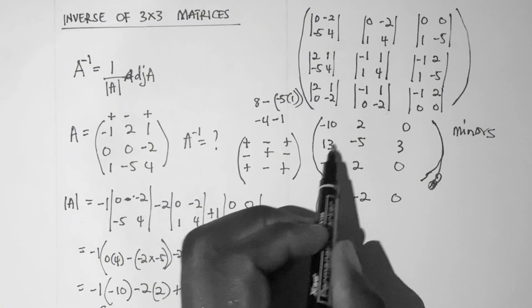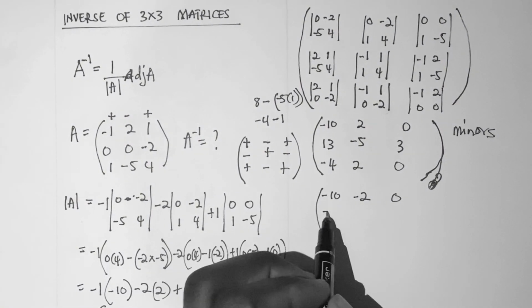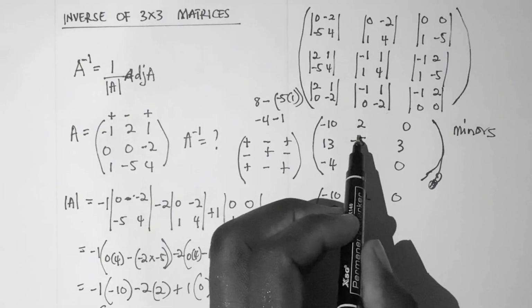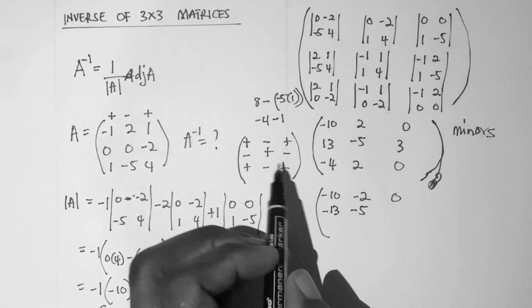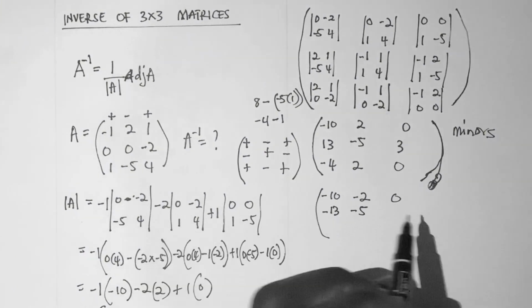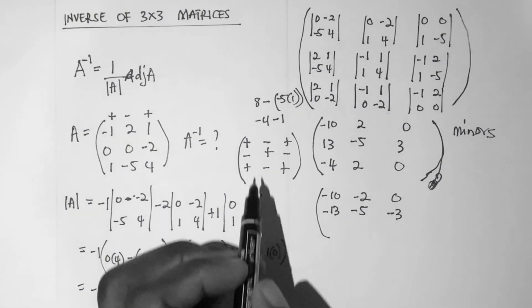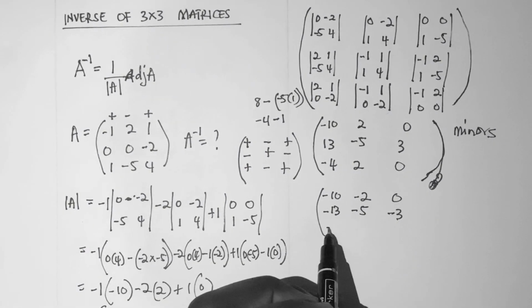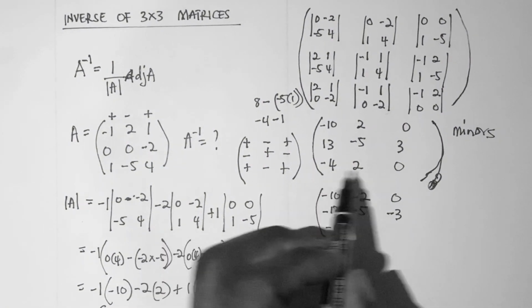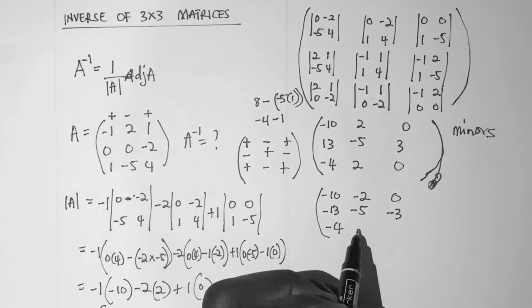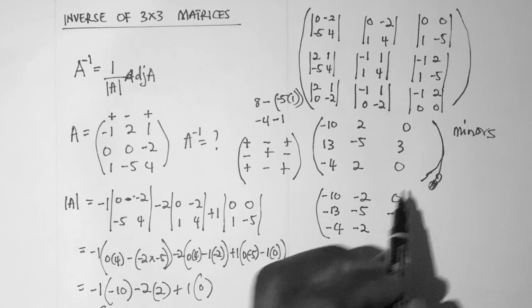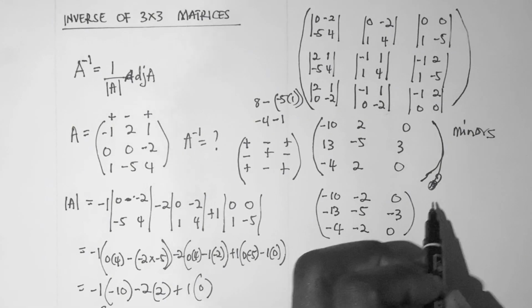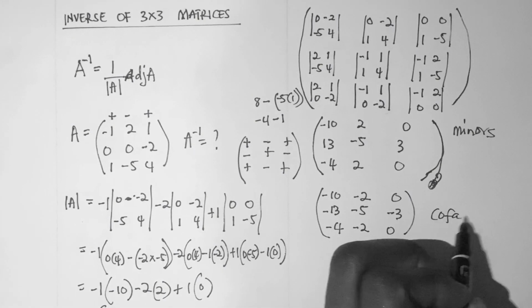Then we need to multiply this 13 by minus 1, so here it becomes minus 13. Then the minus 5 remains. We need to multiply this 3 by minus 1, so here becomes minus 3. Then the minus 4 remains in this case. Then we need to multiply these 2 by minus 1, so here becomes minus 2, then 0. So this is called the matrix of the cofactors.